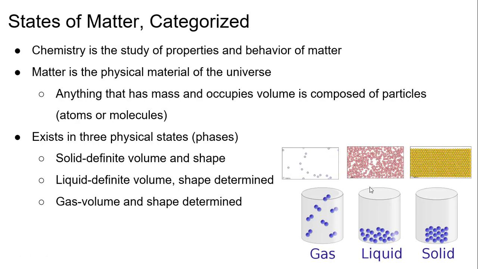So chemistry is the study of properties and behavior of matter. Matter again is anything that has mass and occupies volume. It's composed of particles. Particles are either atoms or molecules. They exist in three physical states.